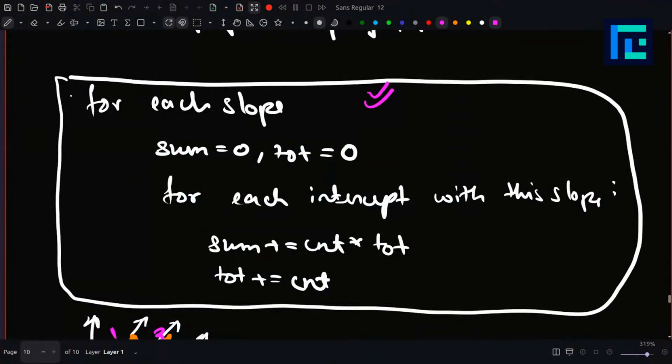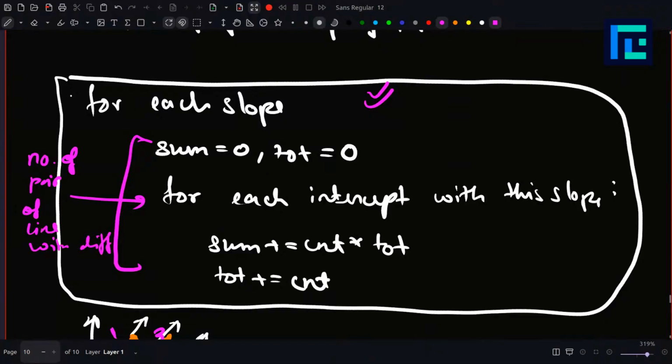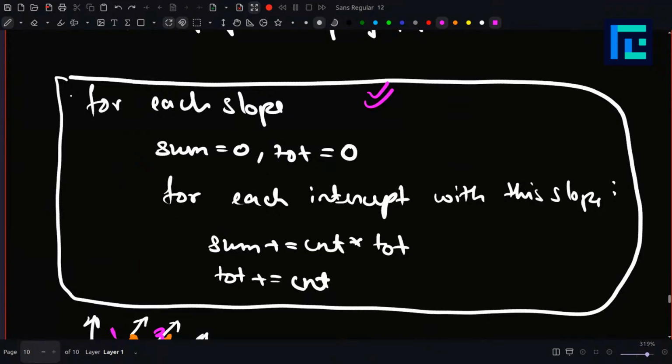Make sense? So this code is for finding the number of pairs of lines with different intercepts and a given slope. And you would think that this is just the answer, right? You would think that we have already gotten the answer, but actually there are some edge cases which we must consider, and we'll get into them.